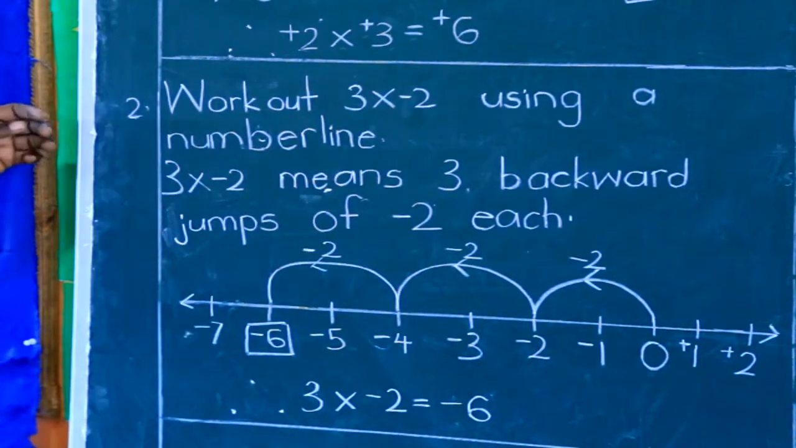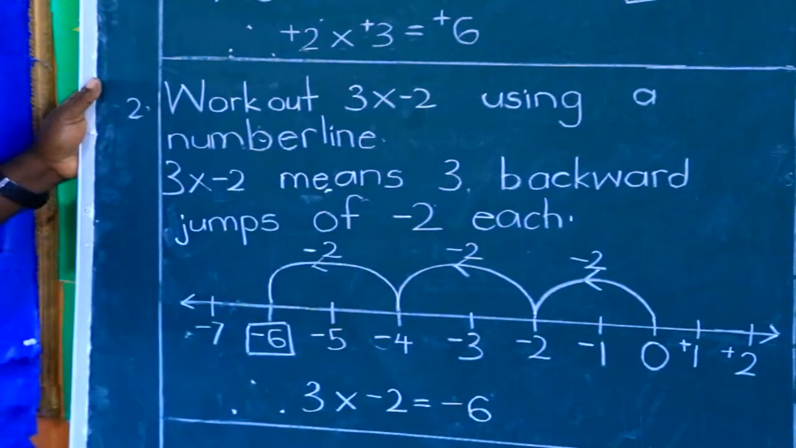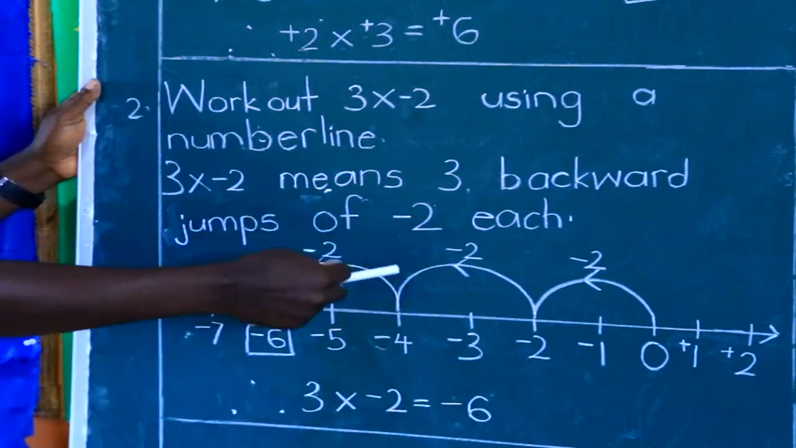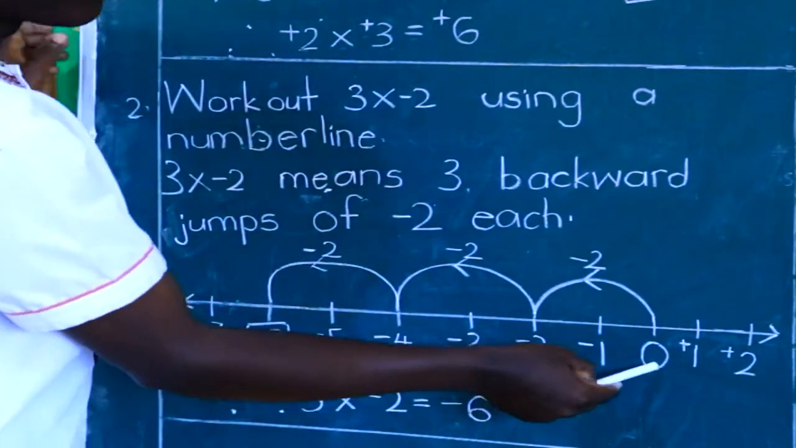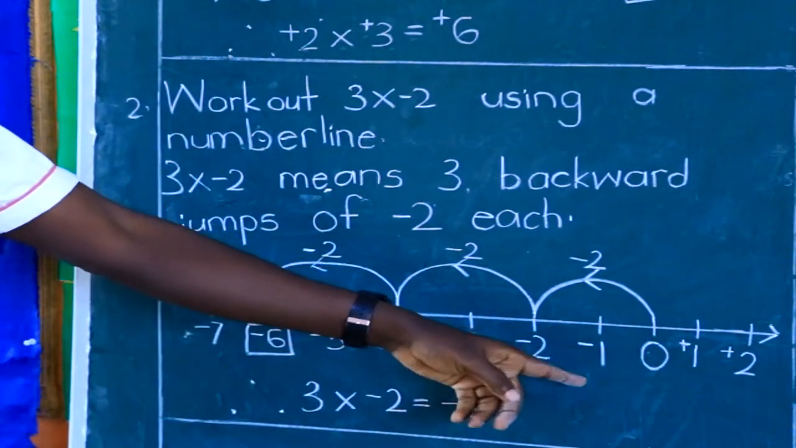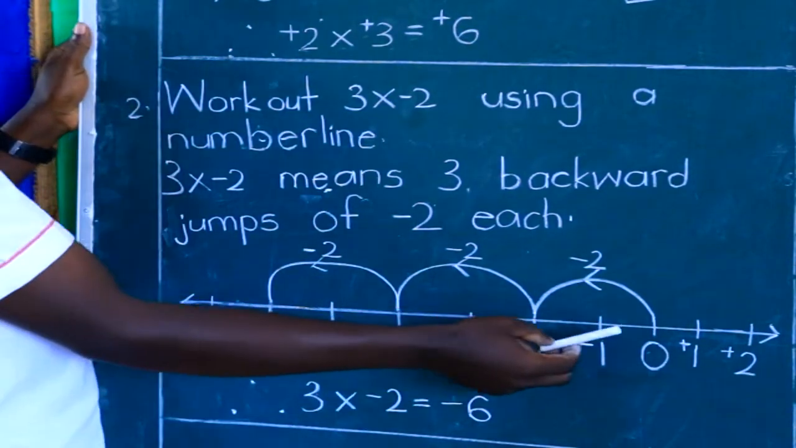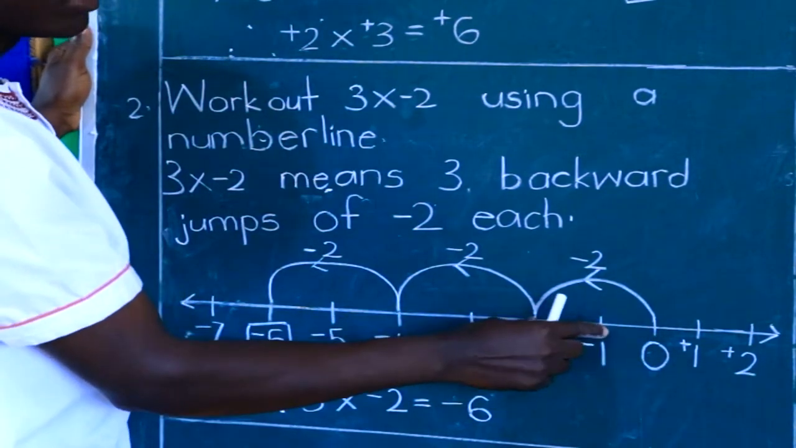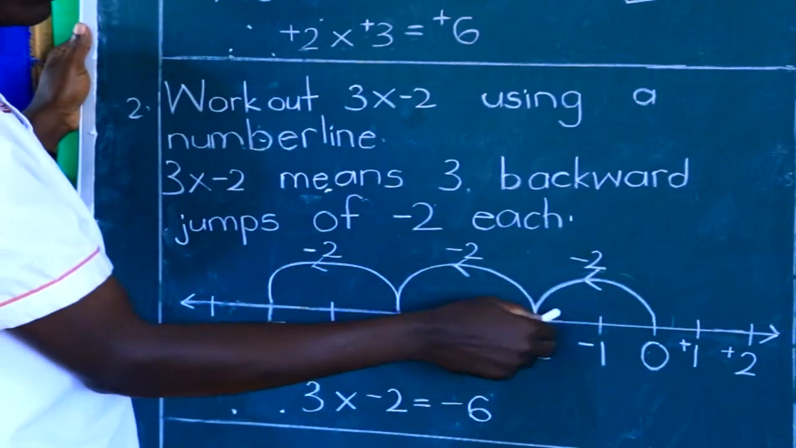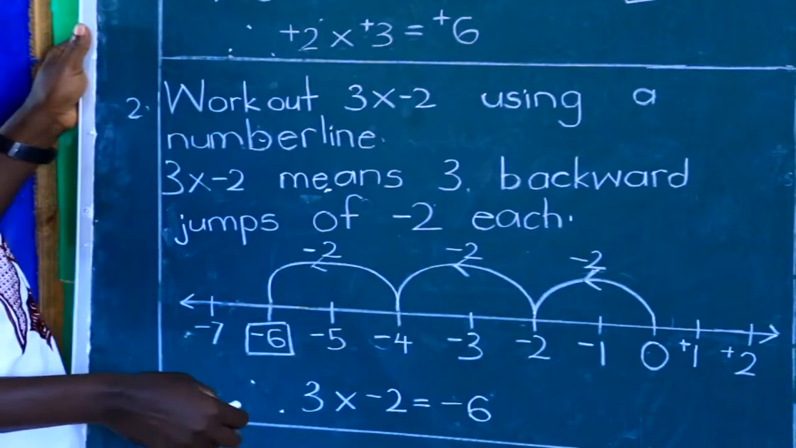Still draw that same number line, and this time you are going to jump backwards, making 3 jumps backwards, but each named negative 2. So start from the place of origin, which is 0, and each time you jump negative 2. So count, this is negative 1, negative 2. Jump from 0 up to negative 2, show the backward movement, and name it negative 2.